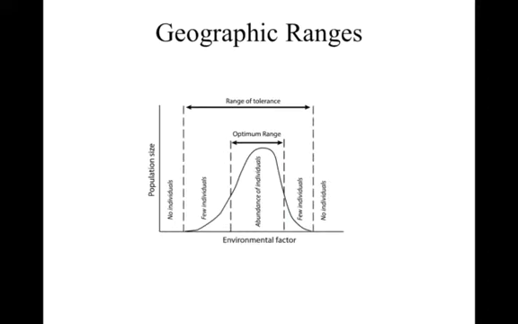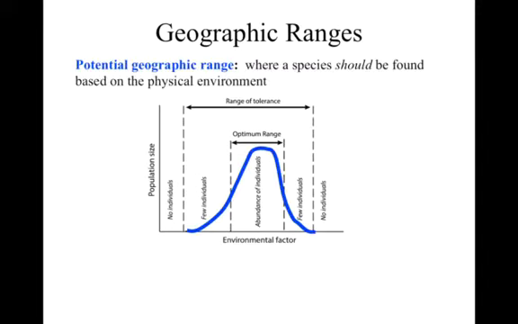All right, so again, let's look at this in a little bit more detail. Again, we have that range of tolerance where, outside of that range, no individuals can survive. There's none. Maybe it freezes every year and organisms that can't tolerate freezing can't live. Well, that's going to determine that lower boundary for the range of tolerance. And then we have that optimal range inside where not only is the population present and maybe eking out a living, but it's doing really well. Organisms in that species are doing really well in that range. And so if we look at that whole range of tolerance, that leads to what we call the potential geographic range. And that's where a species should be found based on the physical environment.